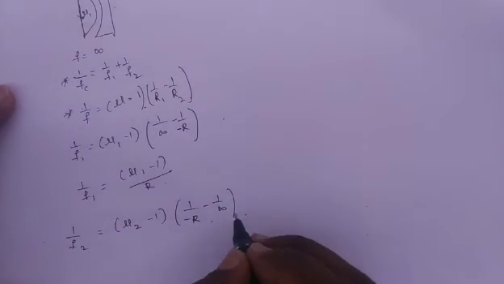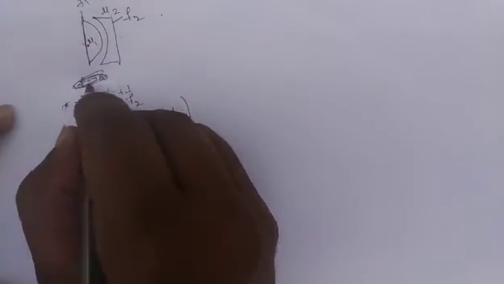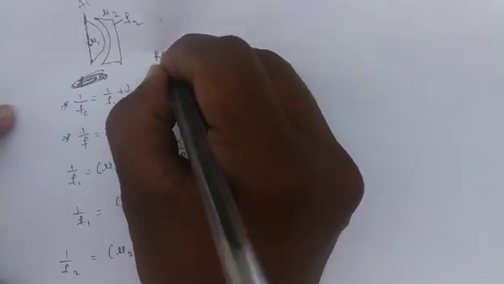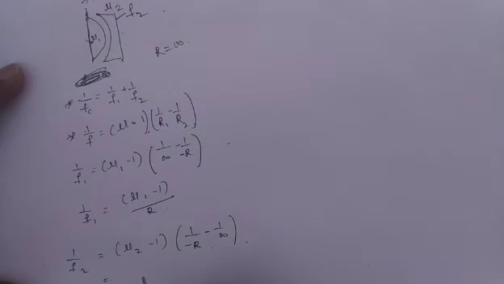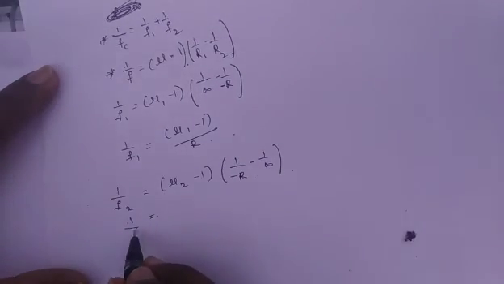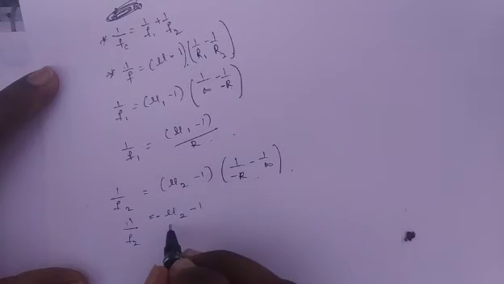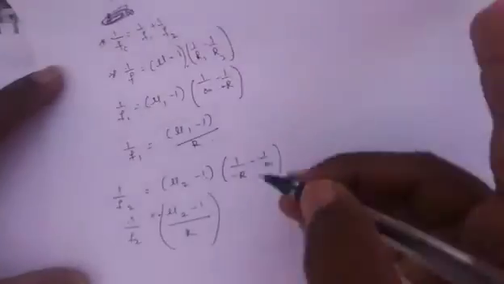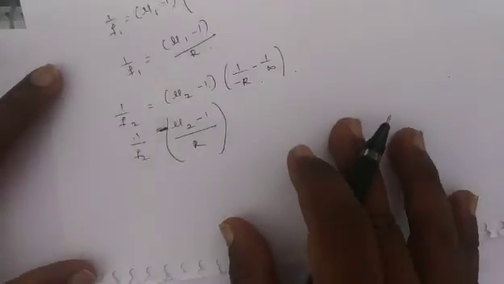Its r value is infinity. For the plano-convex lens, r is infinity here. And so 1/f2 is equal to −(μ2 − 1)/r. Why? Because this one is minus r, so we consider minus r.